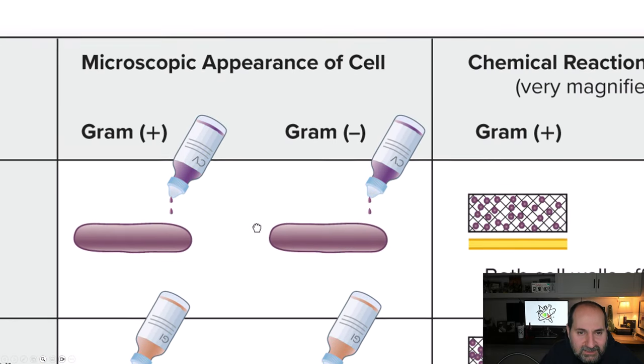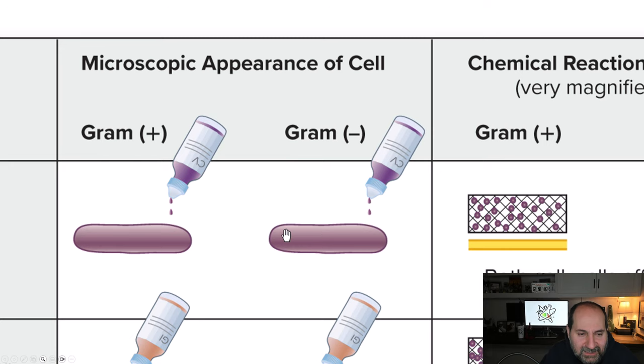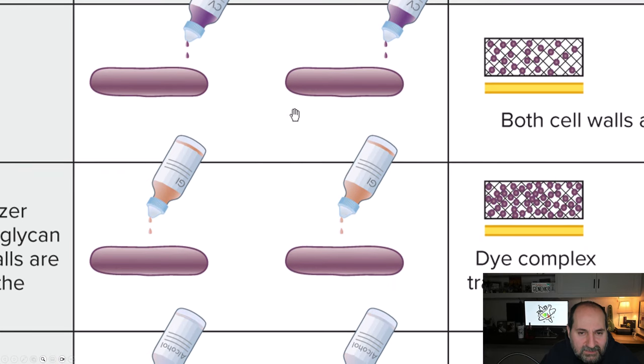So again, we add the crystal violet. It stains both gram-positives and gram-negatives. We add the iodine as a mordant, which keeps the dye in place.